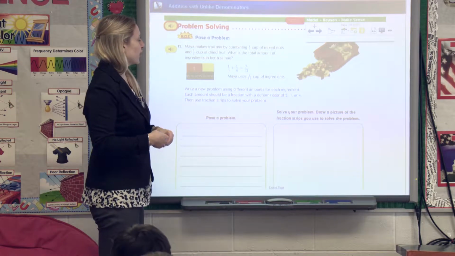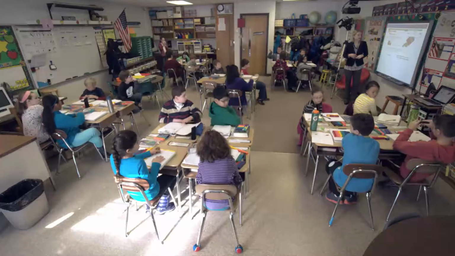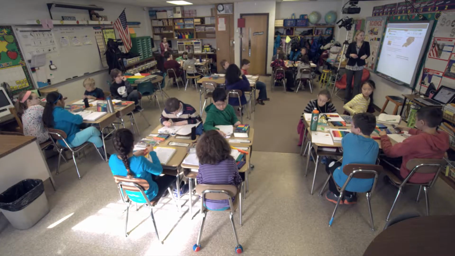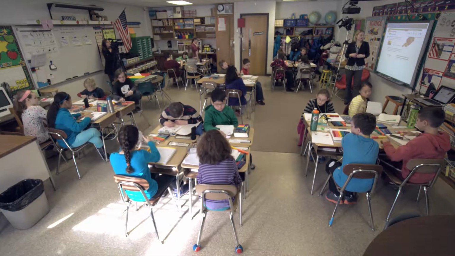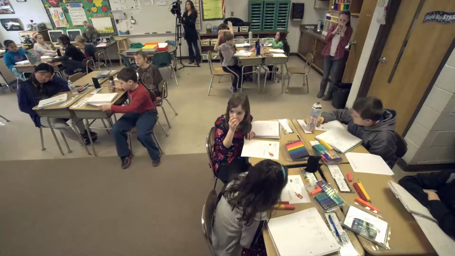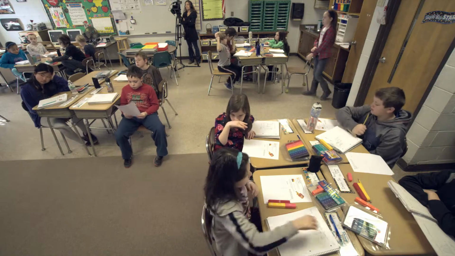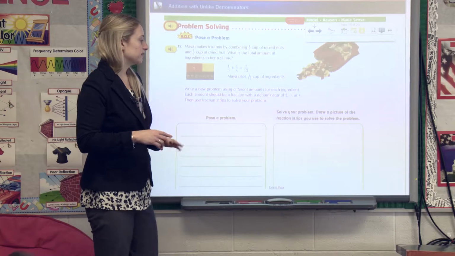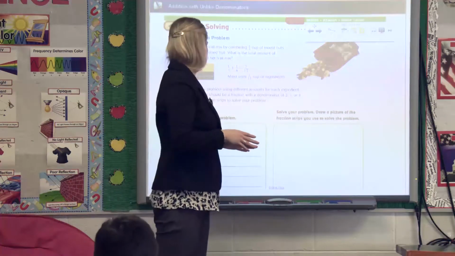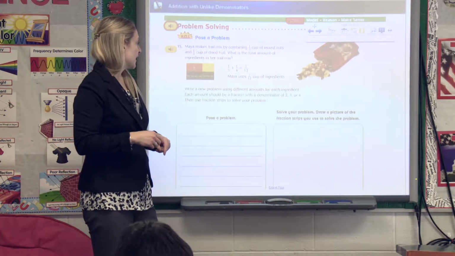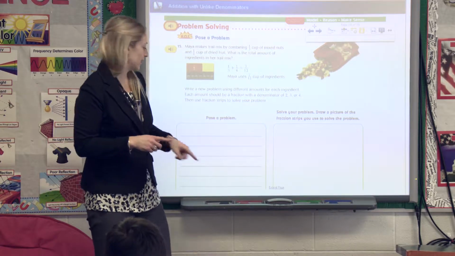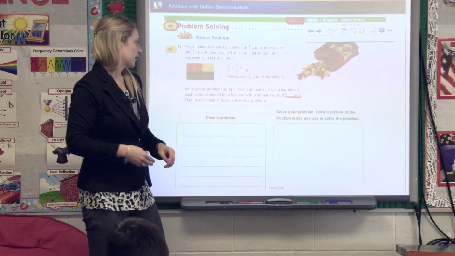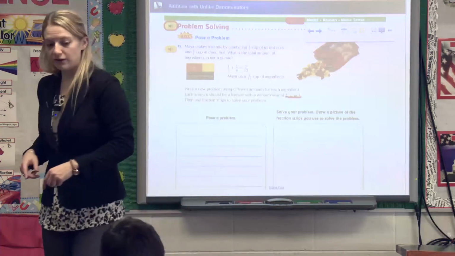So Maya makes trail mix. This is on your sheet. Maya makes trail mix by combining 1/3 cup of mixed nuts and 1/4 cup of dried fruit. What is the total amount of ingredients in her trail mix? They show her thinking and her work. What I'm asking you to do today is to write a new problem using different amounts for each ingredient. And each amount, bless you, Evan, each amount should be a fraction with a denominator of 2, 3, or 4. Then you can use your fraction strips to solve.